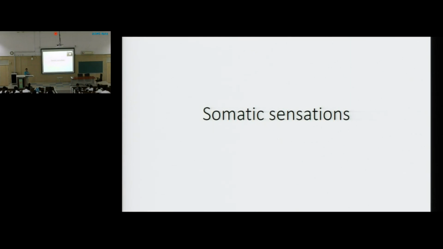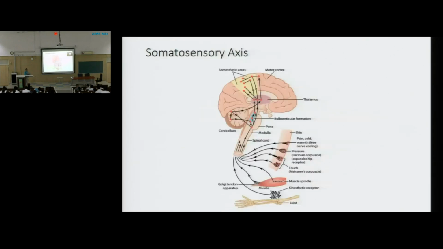Initially it will be purely sensory information. And when it goes to the brain, at the conscious level, and the subject is aware of it, that will become sensation. Okay. And this is your general somatosensory axis. What is happening here?